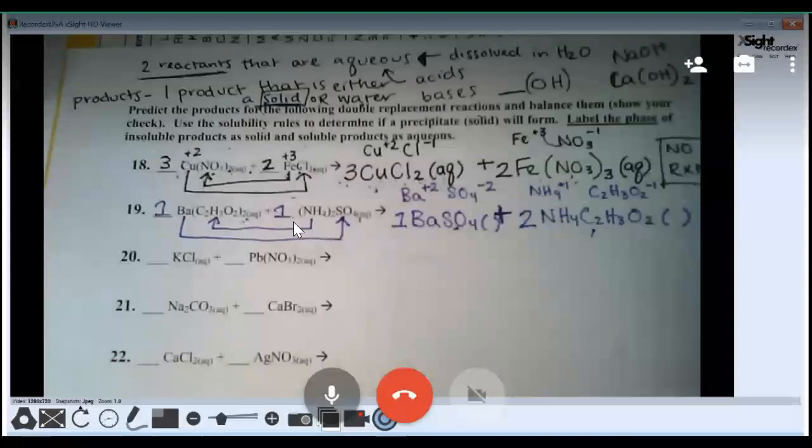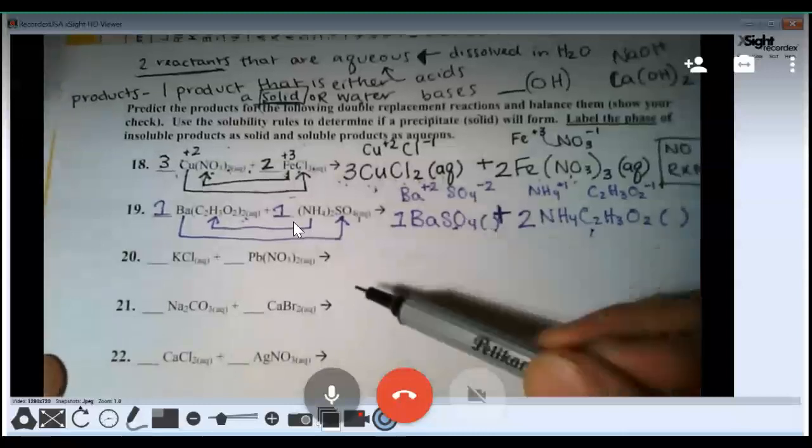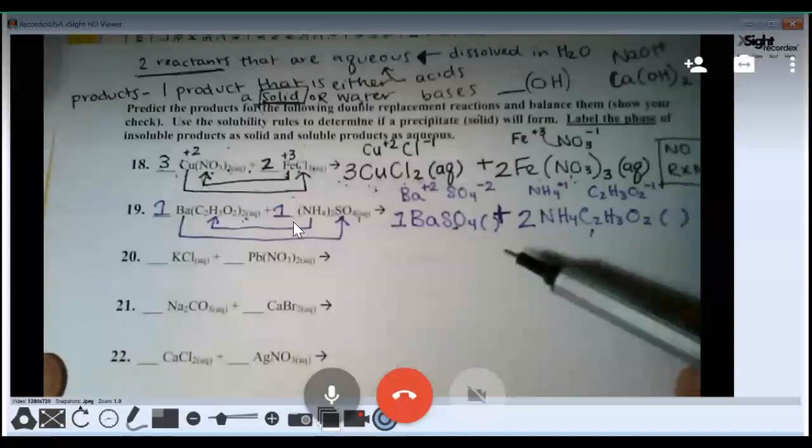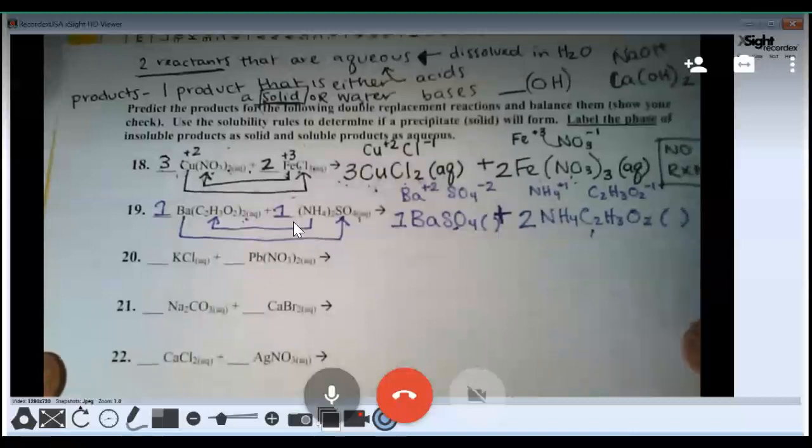We need to determine if they're aqueous or not. Yeah, we need to determine whether the reaction occurs. So either of these are going to be aqueous or they're going to be a solid. If it doesn't dissolve, it's just going to sit as a solid at the bottom of our beaker, our test tube, or whatever we're doing our reaction in.